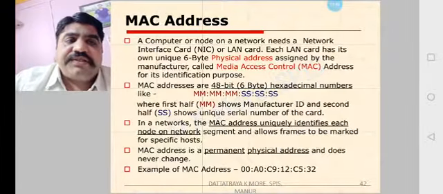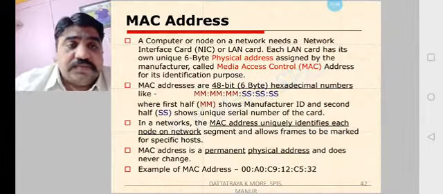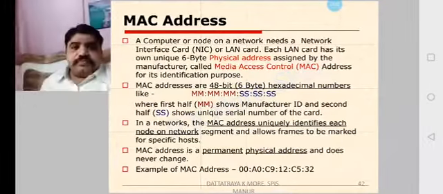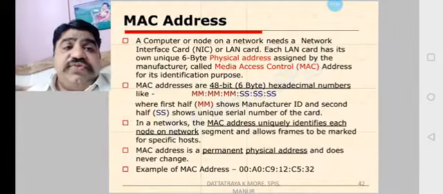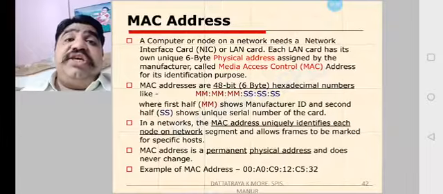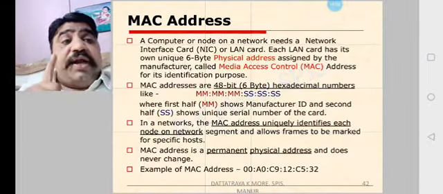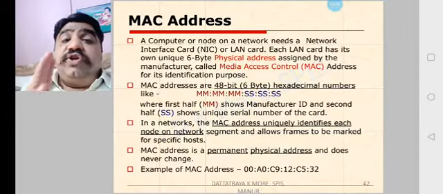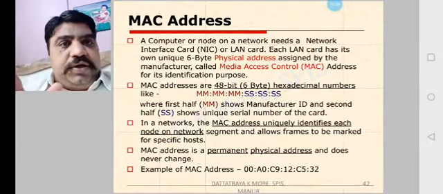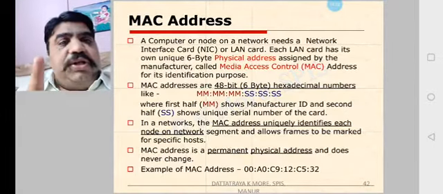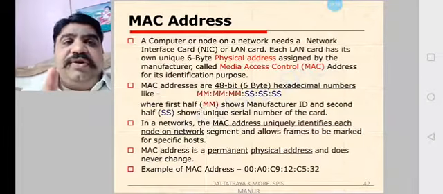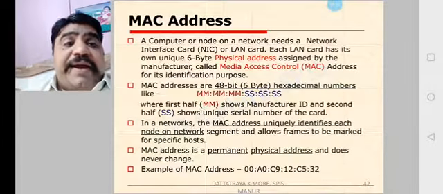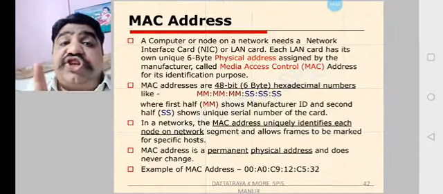MAC addresses are 48-bit hexadecimal numbers. In the network, the MAC address uniquely identifies each node on a network segment and allows frames to be marked for a specific host. This MAC address is very useful to identify the system on a network. It never changes once that particular device is manufactured.